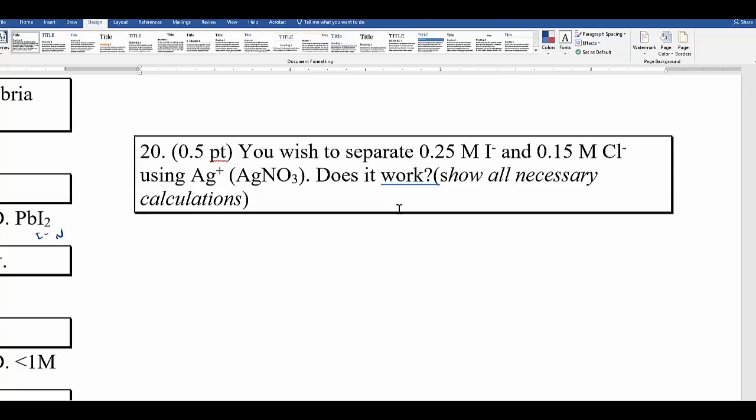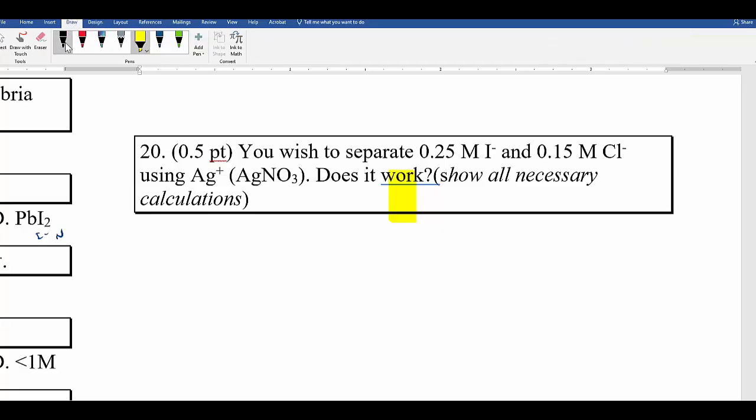Using silver ion, does it work? In order for it to work, we need 99.9% precipitation. So the criteria here is 99.9% precipitation of one before the other begins to precipitate. That's the criteria, whether it works or not.